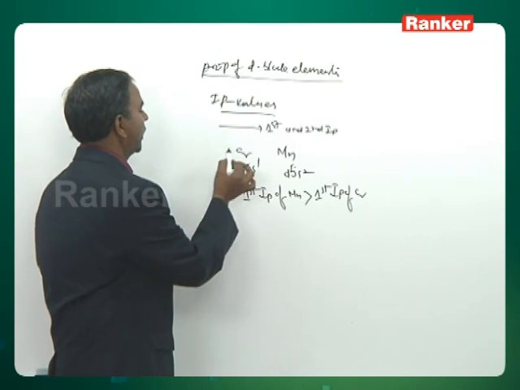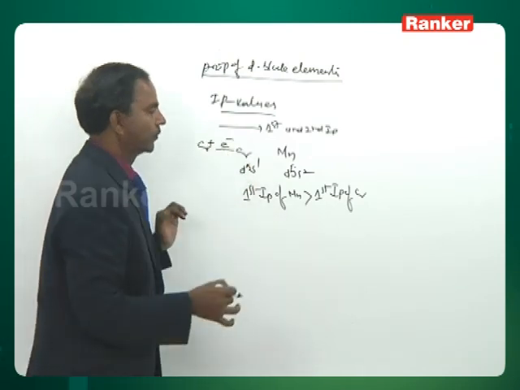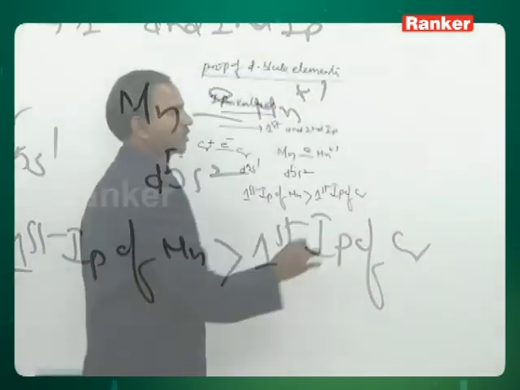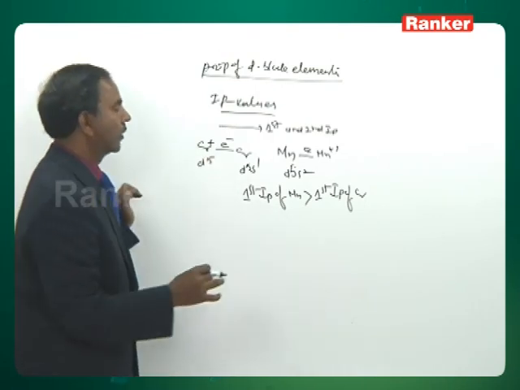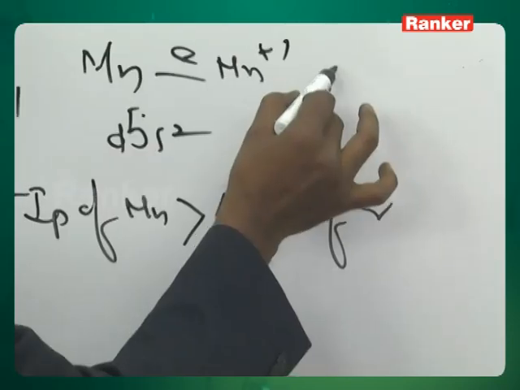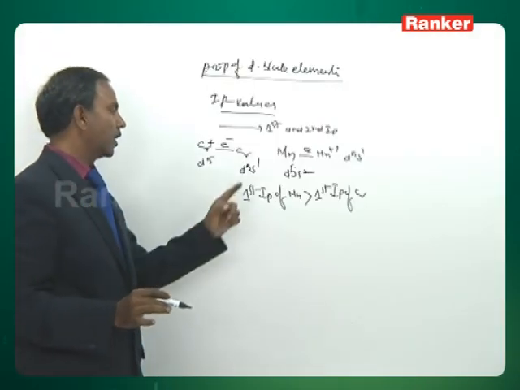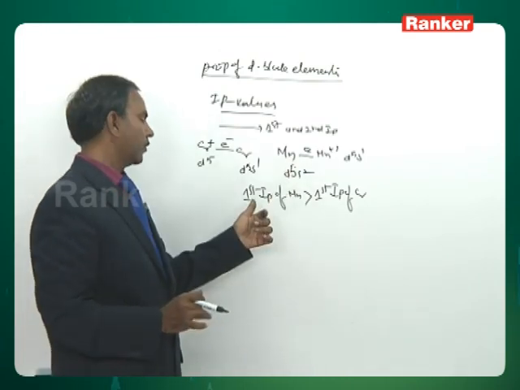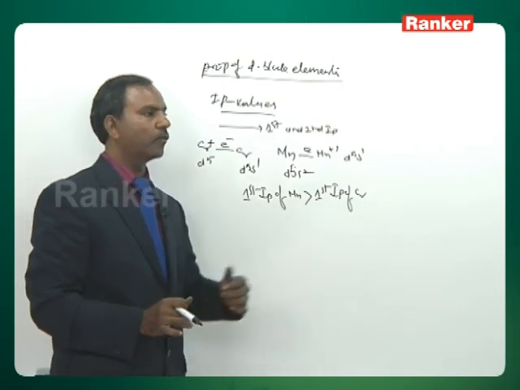Come to the next point. Once I remove an electron from this, it becomes chromium plus 1. Then if I remove an electron from this, it becomes manganese plus 1. Now look at the board. Chromium plus 1 has D5 configuration, but manganese plus 1 has D5S1 configuration. The removal of the first electron from manganese is difficult. Therefore, I wrote that the first IP of manganese is greater than the first IP of chromium.